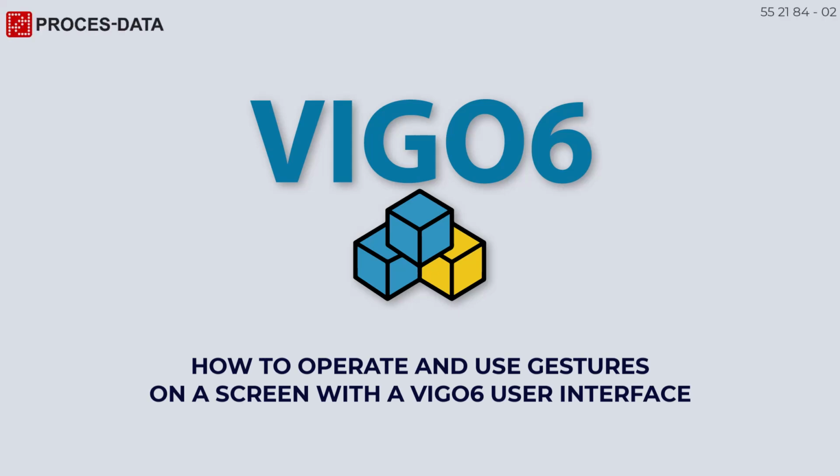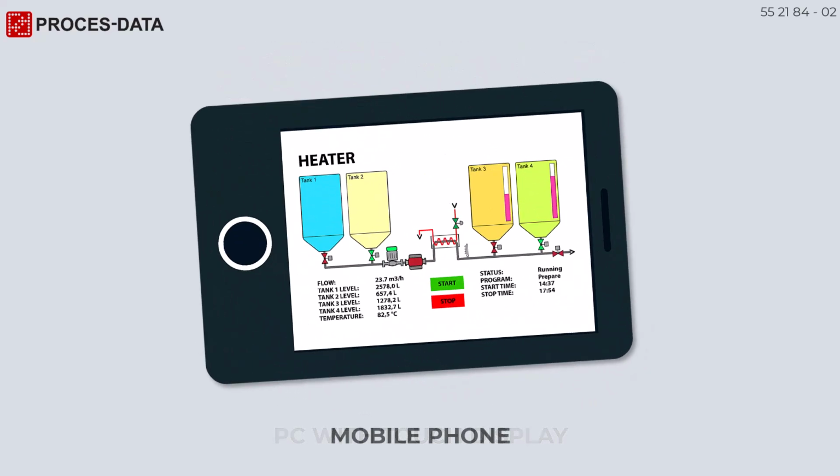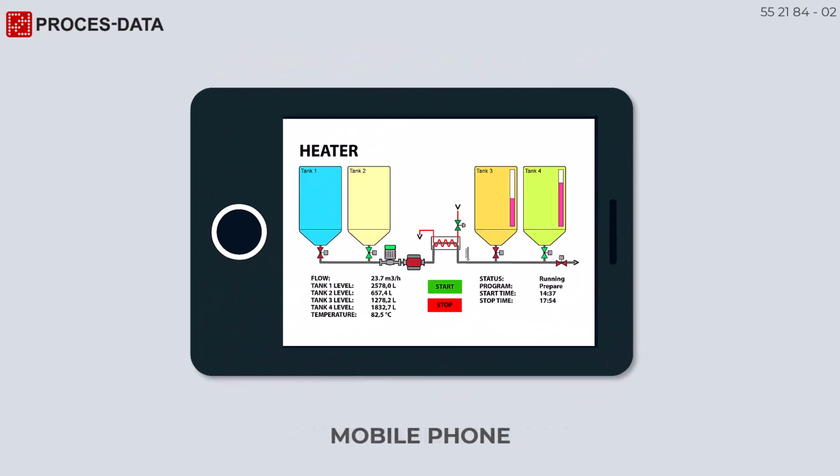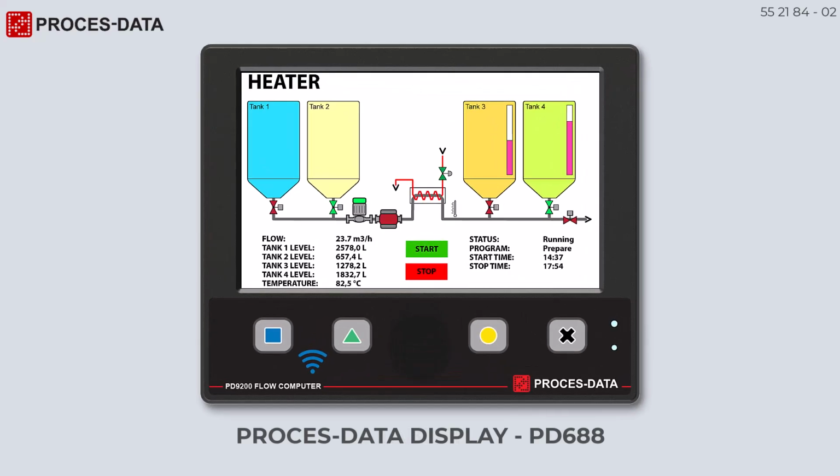How to operate and use gestures on a screen with a VIGO6 user interface. A screen in a VIGO6 system is a device with a touch display. This can be a PC with a touch screen, a mobile phone, a tablet, or a dedicated device such as a process data touch display.